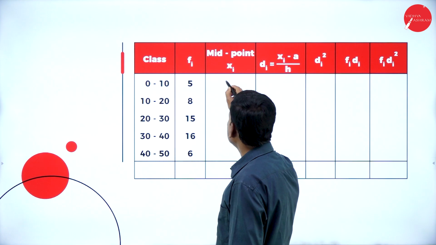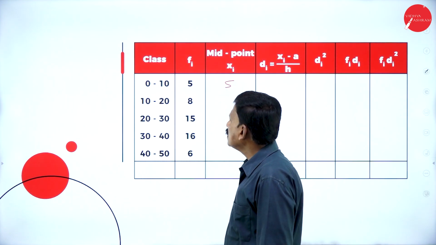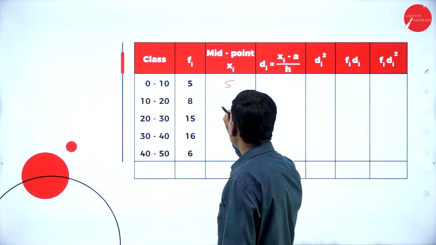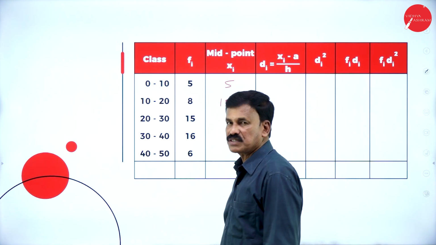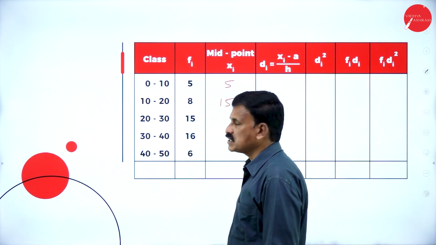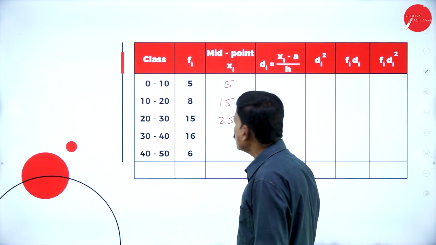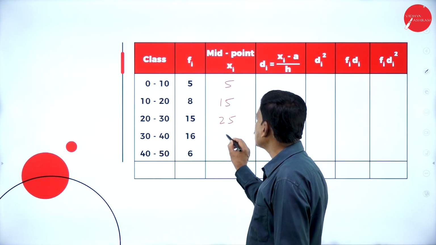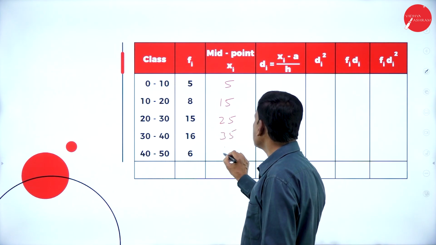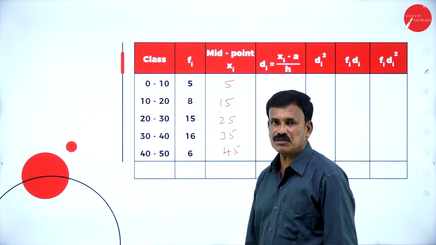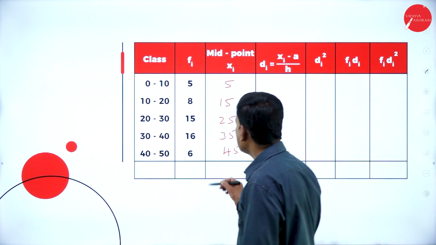Midpoint of these two: 10 divided by 2 is 5. Again 10 plus 20 is 30 divided by 2 is 15. Just a difference of 10. 30 plus 20 is 50 by 2 is 25. Just add 10 to this. 25 plus 10 is 35 and 35 plus 10 is 45, right? 40 plus 50 is 90 divided by 2 is 45. So add this, sigma Fi.